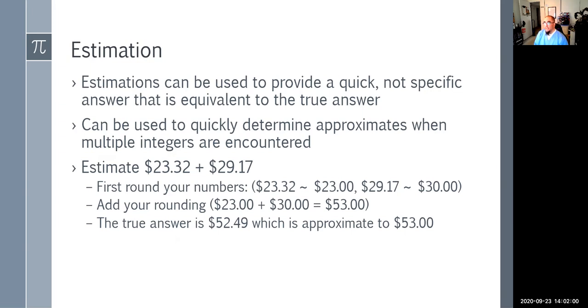Or I can do a rough estimate and go, well, $23.32 is about $23, right? $29.17 is about $30. I could even say it's about $29. That's probably the better option. And so 23 plus 30 or 23 plus 29 is either $53 or $52. And I'm gonna go down and look at my answers, because one of those answers in those A, B, C, or Ds is gonna be close to that.